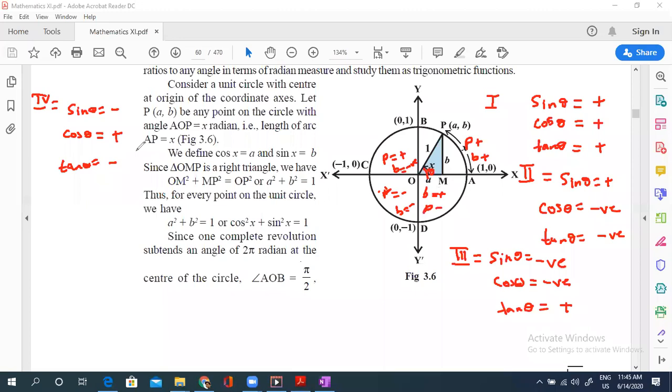See Jayati, in the third quadrant, what are x and y? The x coordinate and y coordinate both are negative, right? So both perpendicular and base are negative in the third quadrant. That's why sine theta and cos theta both are negative, right?